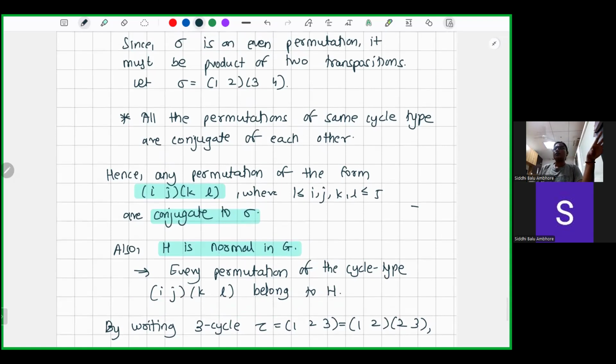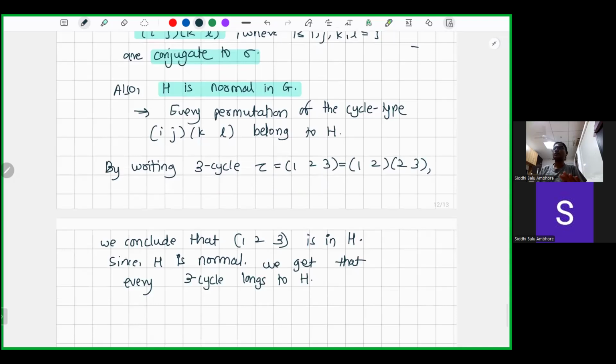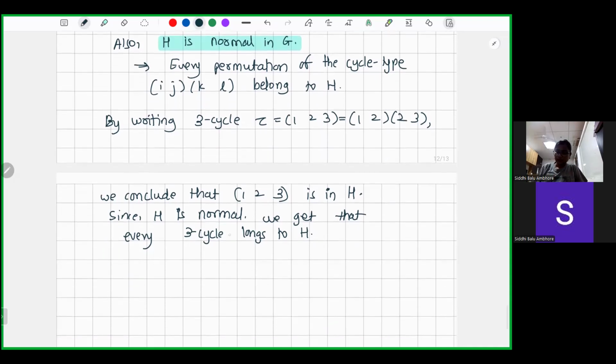So we started with the sigma of order 2, then we got any permutation of type (ij)(kl) is conjugate to sigma. H is normal, so every permutation of type (ij)(kl) belongs to H. Then we took a 3-cycle, expressed it in terms of product of two transpositions. And since that 3-cycle belongs to my H, again we will use the normal condition of H, and we get that every 3-cycle also belongs to my subgroup H.